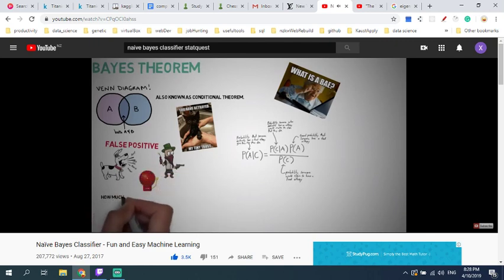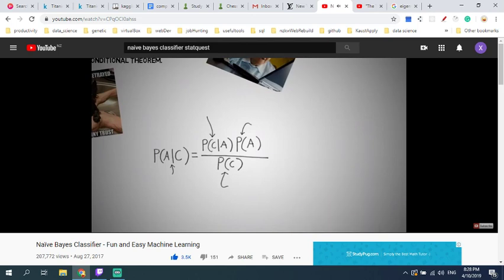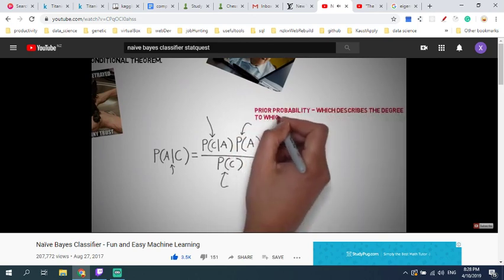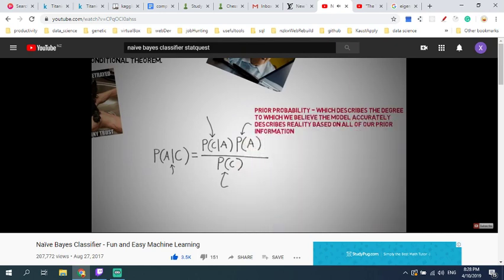So Bayes' theorem is a mathematical formula for how much you should trust the evidence. Let's take a deeper look at the formula. We can start off with the prior probability, which describes the degree to which we believe the model accurately describes reality based on all of the prior information. So how probable was our hypothesis before observing the evidence?